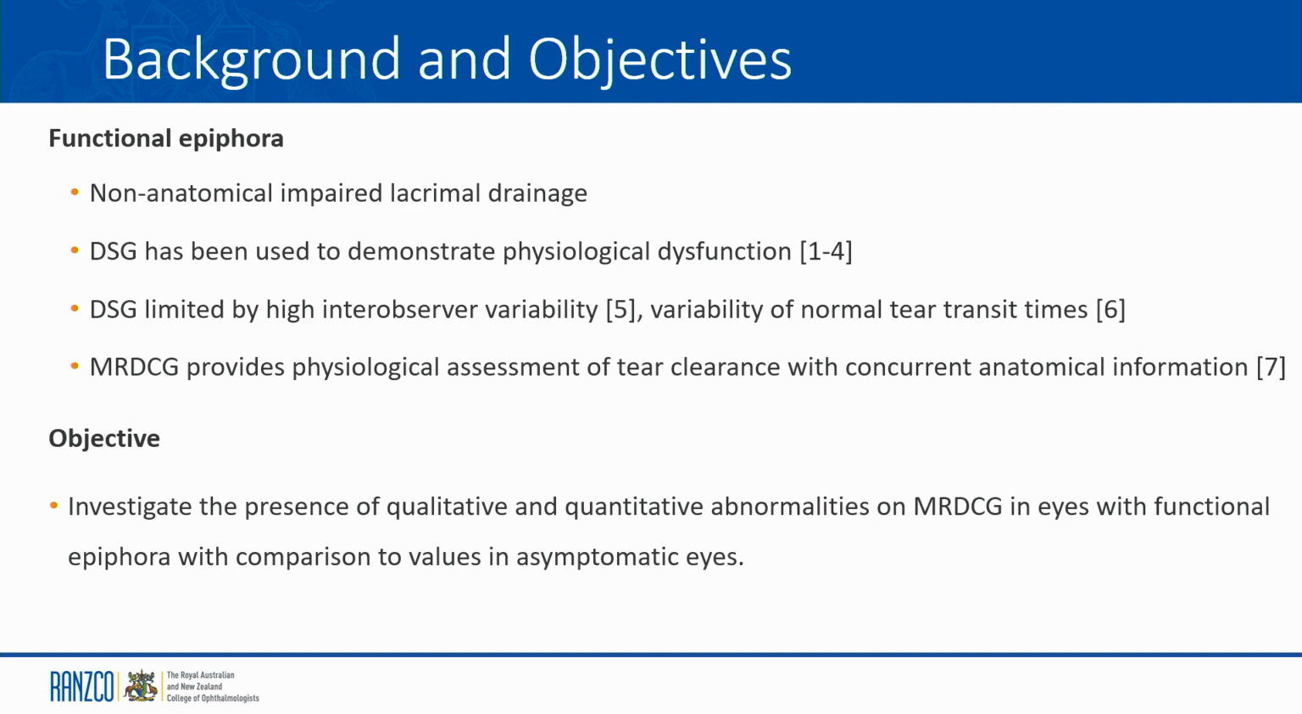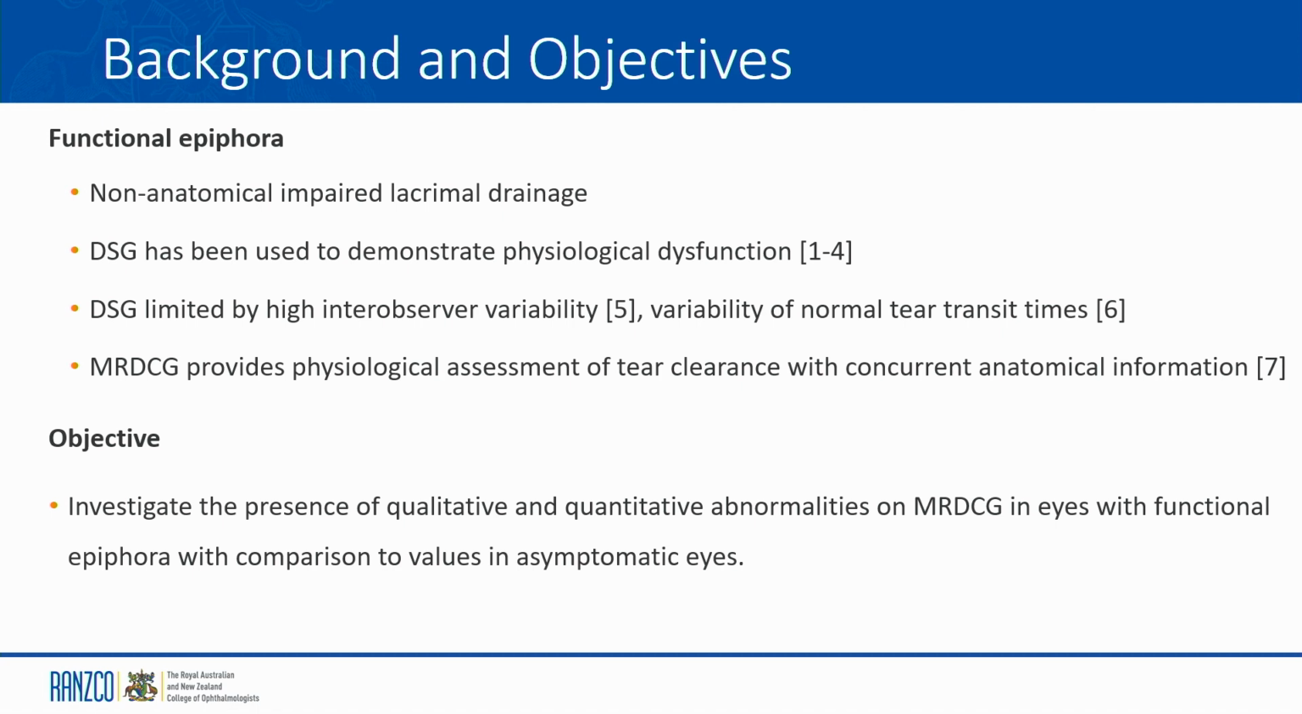So, functional epiphora, or non-anatomical impaired lacrimal drainage, is a poorly understood and controversial phenomenon. There is limited consensus on standardized objective diagnostic criteria, and the role of lacrimal imaging in functional epiphora is incompletely understood. Daguerreoscintigraphy, or DSG, has previously been used to demonstrate physiological dysfunction in the setting of functional epiphora. However, DSG exhibits significant limitations, such as high inter-observer variability and wide variation in quantitative transit times. Magnetic resonance daguerreocystography, or MRDCG, is an alternative physiological imaging modality that provides concurrent anatomical detail.